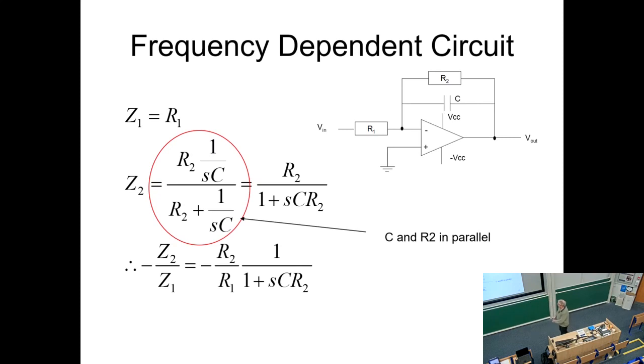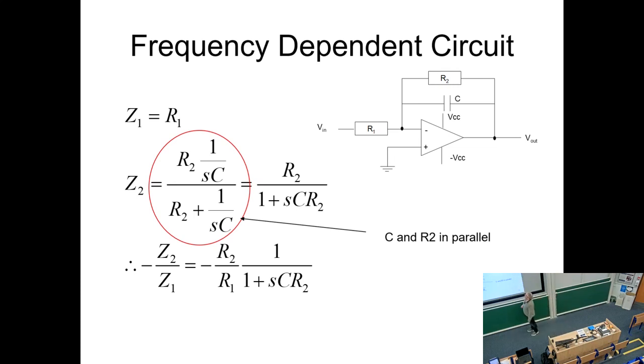We can then start to plot that by doing exactly the same analysis. Virtual ground analysis. We say, what's the value of the impedance in the feedback loop? What's the value of the impedance in the input side of it? Divide one by the other. Okay?